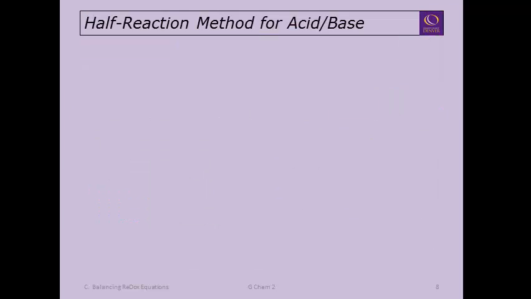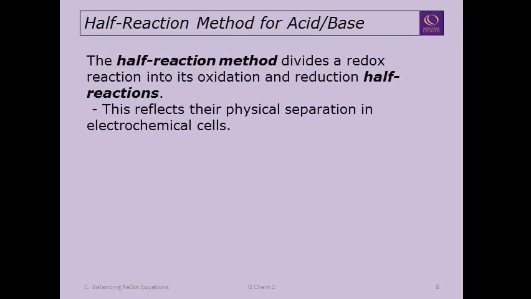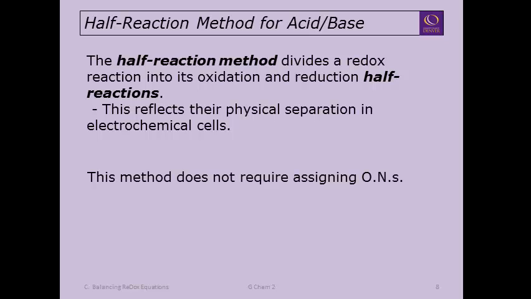How do you then get a balanced overall reaction if you don't have one of these tables in front of you? We have a method, it's called the half reaction method. It divides the redox reaction into its oxidation and reduction half reactions, and this reflects the physical separation in a battery cell or electrochemical cell. It does not require that you assign oxidation numbers.